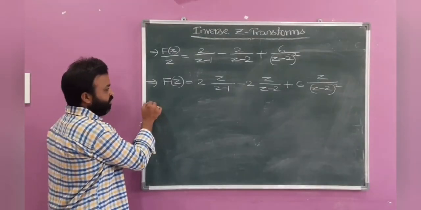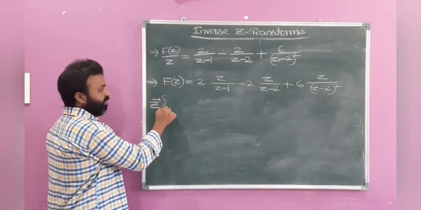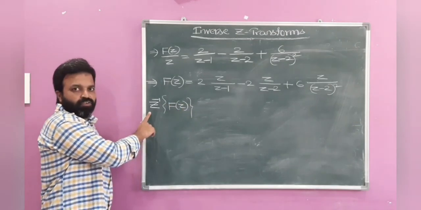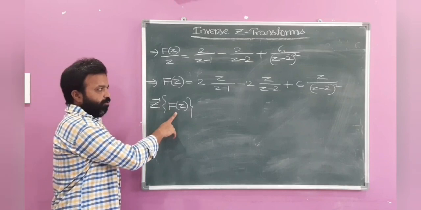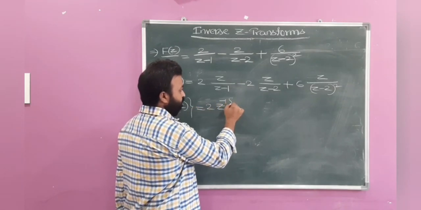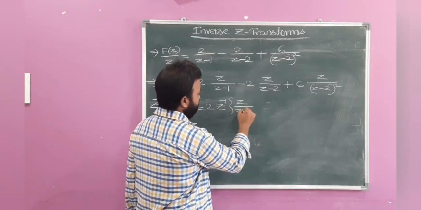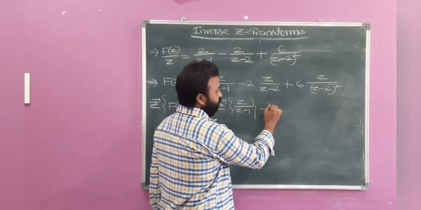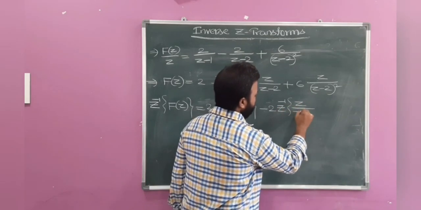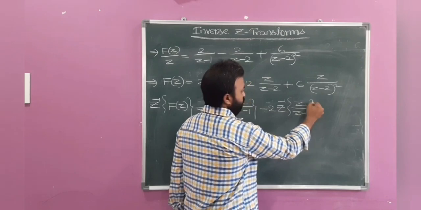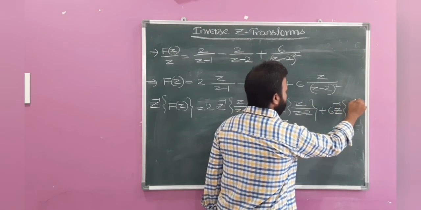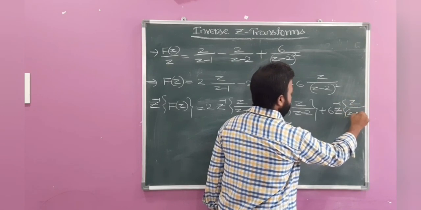By taking inverse Z transform, so we are applying inverse transformation here. So Z inverse of f of z equal to 2 into Z inverse of z by z minus 1, minus 2 into Z inverse of z by z minus 2, plus 6 into Z inverse of z by z minus 2 whole square.